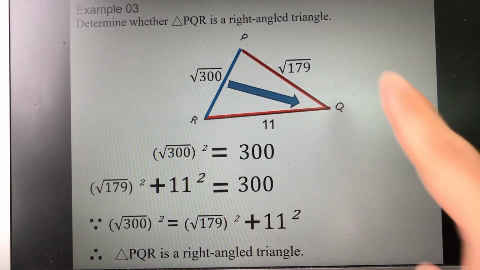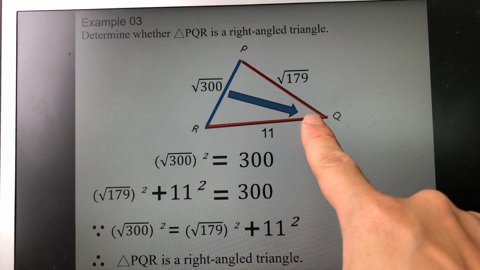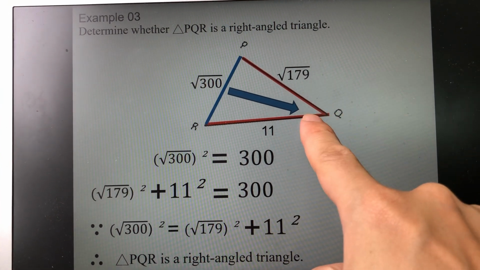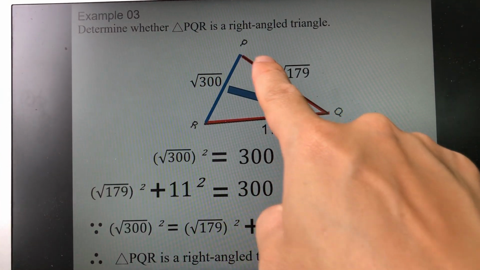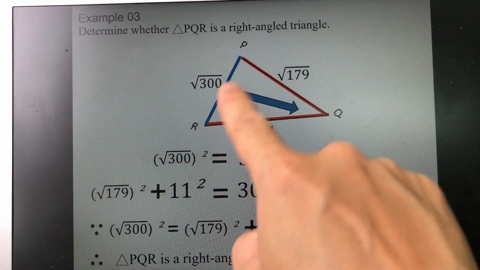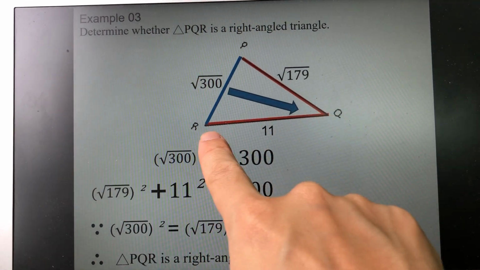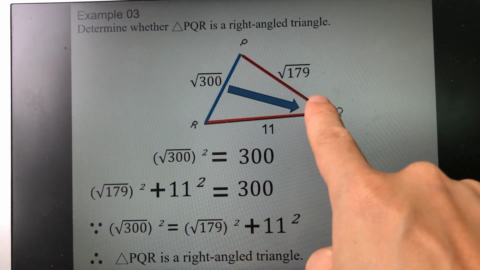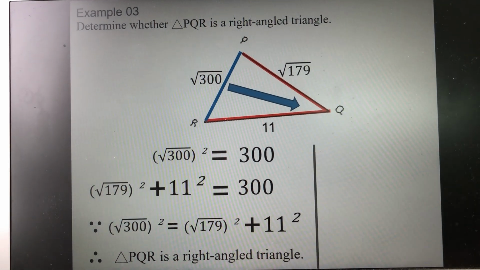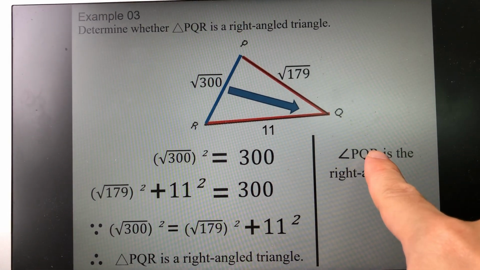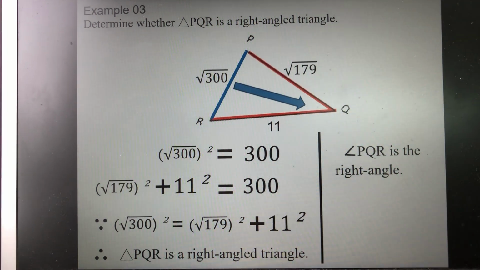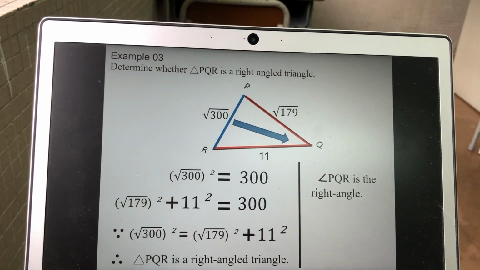So this angle, how do you call this angle? You may call this angle Q, or you may also call this angle PQR. From P go to Q, go to R in the middle, this angle. This is how we name this angle. Angle PQR is the right angle. Okay?